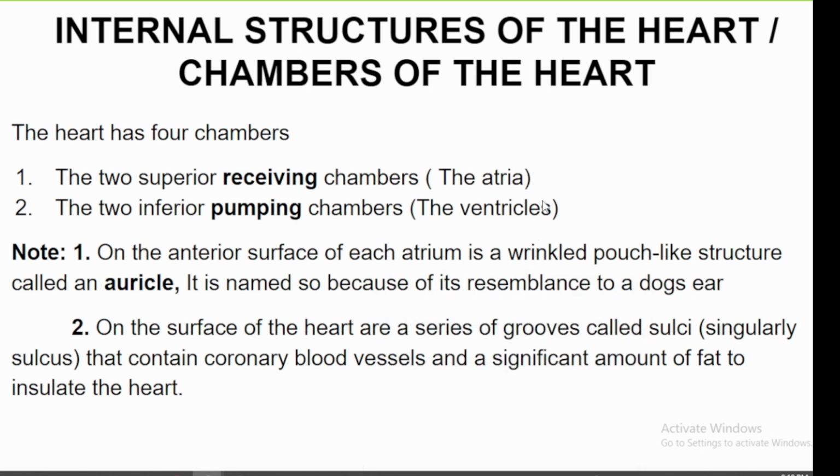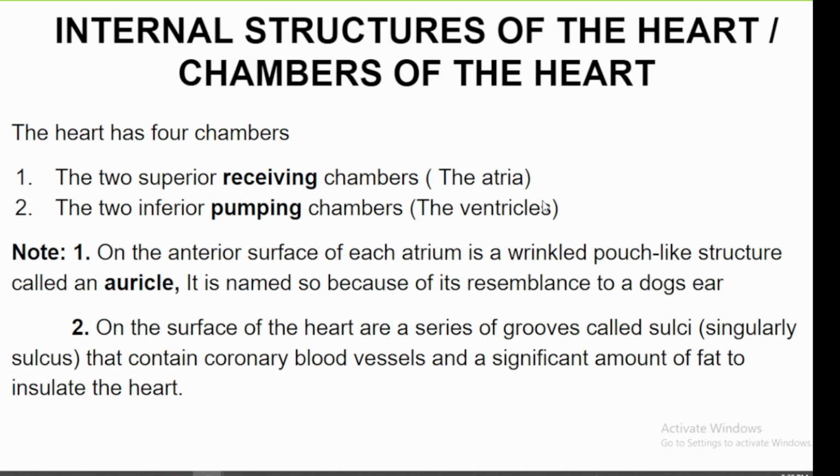So the heart has 4 chambers, just as you might have known. We have the 2 superior receiving chambers, which are called the atria. Superior means that it is above, or at the top. And then inferior means what? It is below. So we have the 2 superior receiving chambers, as well as the 2 inferior pumping chambers.